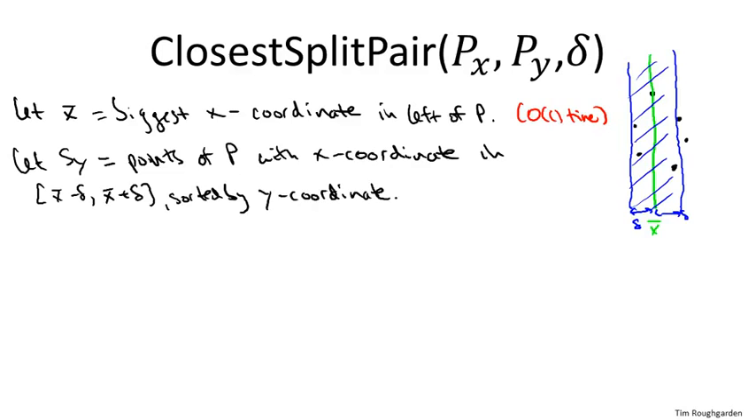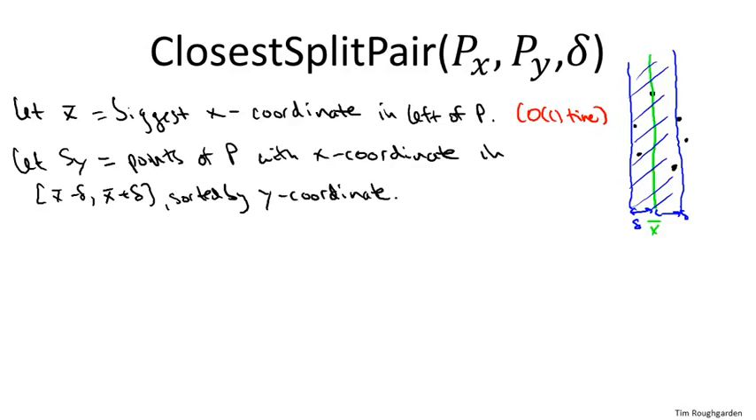Now, how long does it take to construct this set Sy sorted by y-coordinate? Well, fortunately, we've been passed as input a sorted version of the points, Py. So to extract Sy from Py, all we need to do is a simple linear scan through Py, checking for each point where its x-coordinate is. So this can be done in linear time.